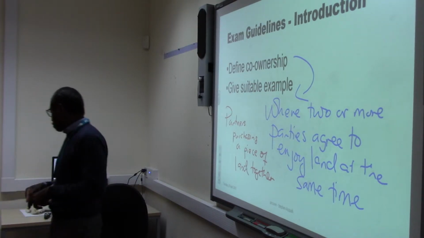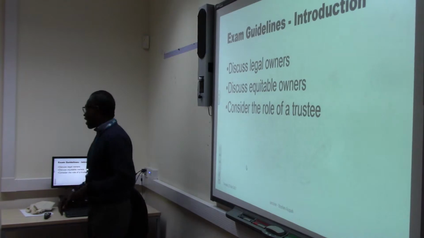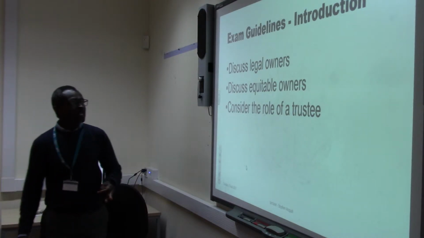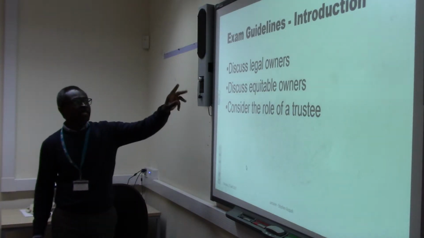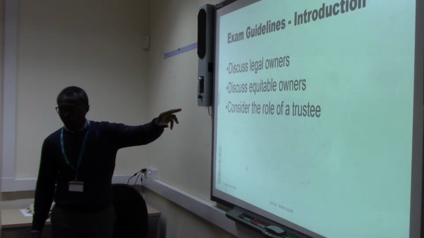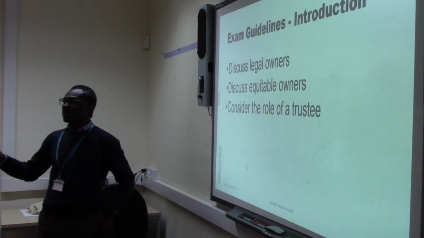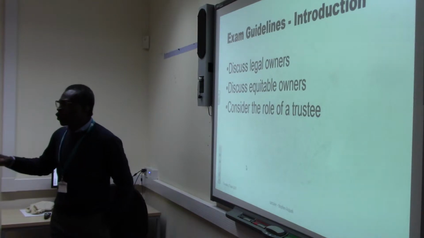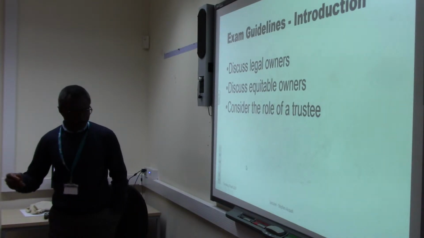conditions that were attached. Right, and then what you've got to do next is talk about legal owners and equitable owners. So bearing in mind that when two people buy a house together, what roles do they play? Okay?